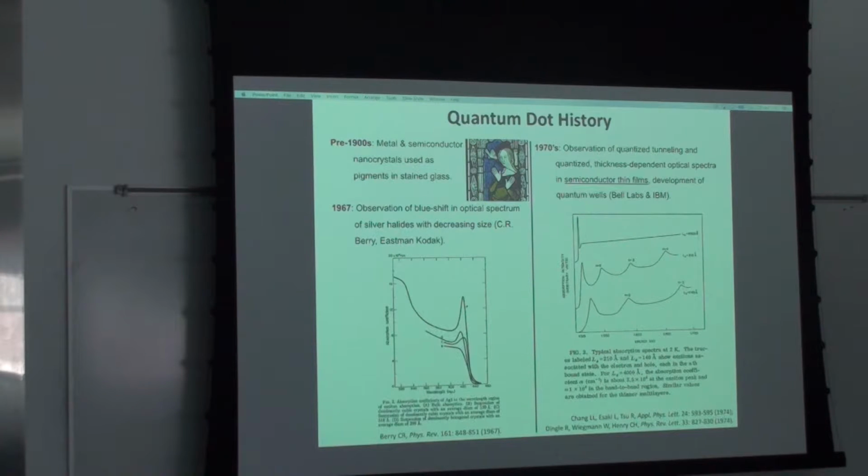Unbeknownst to the people that actually made them, the people that made pigmented glass for stained glass windows, a lot of what's actually in here are tiny colloids of metals and semiconductors. They're quantum dots and they're metal colloids. That's why they get these really vibrant properties and colors. They're stable over long, long times, centuries, because they are these inorganic crystals.